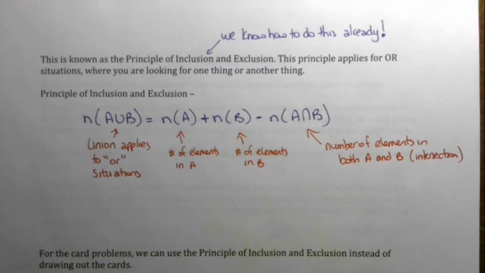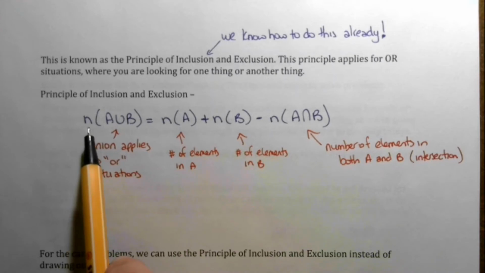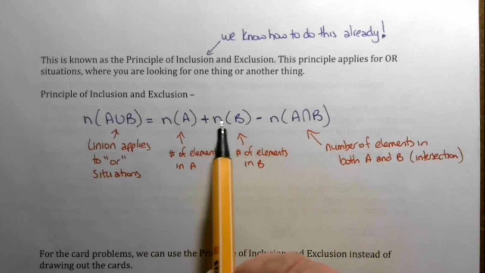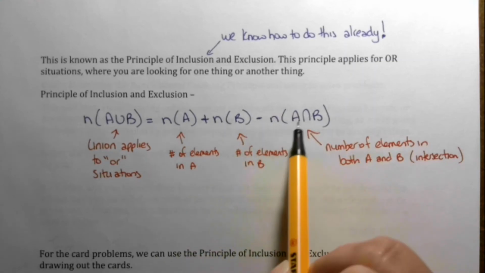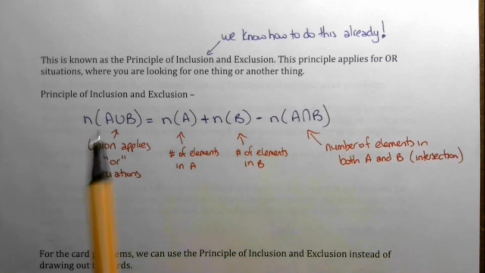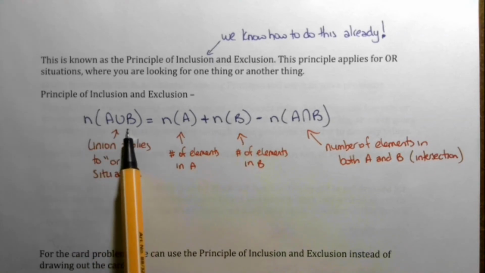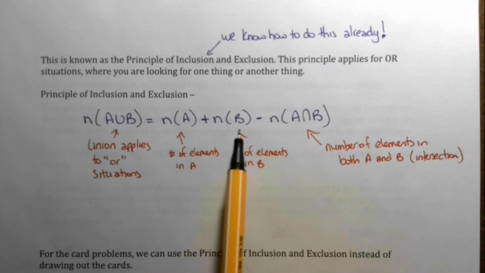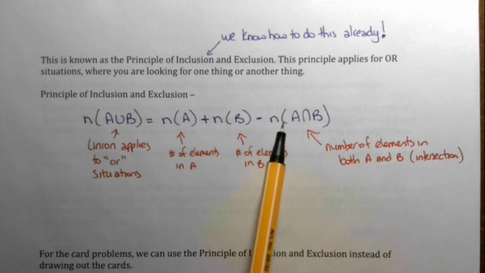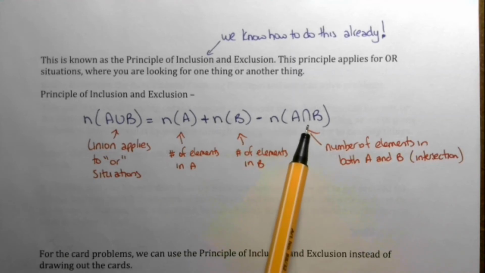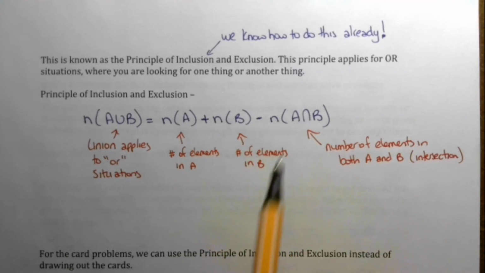Last time we saw this, we had the probabilities in front. So P of the union of A and B equals the probability of A plus the probability of B minus the probability of the intersection of A and B. Now we're talking about the number of things. So the number of things in the union of A and B is equal to the number of things in A plus the number of things in set B minus the number of elements that are in both A and B, so that intersection point. Same thing, principle of inclusion and exclusion.